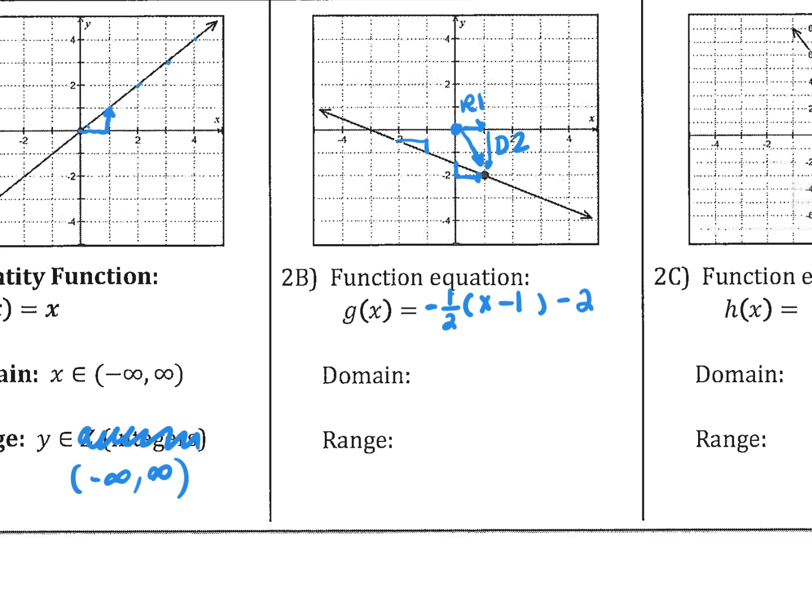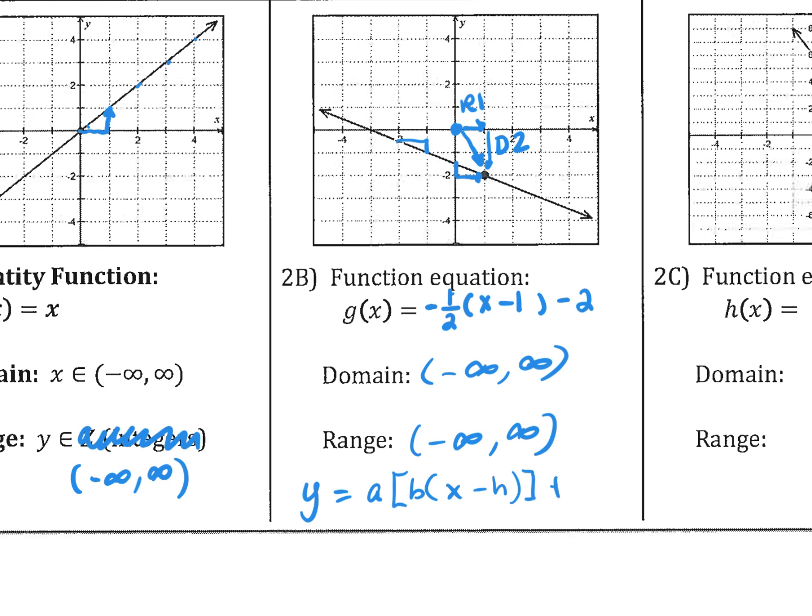So what is the domain of this one, though? Still all real numbers. What is its range? It's not going to change the domain and range, is it? So this becomes the following. Y equals A times x minus h plus k. That is our transformation equation.